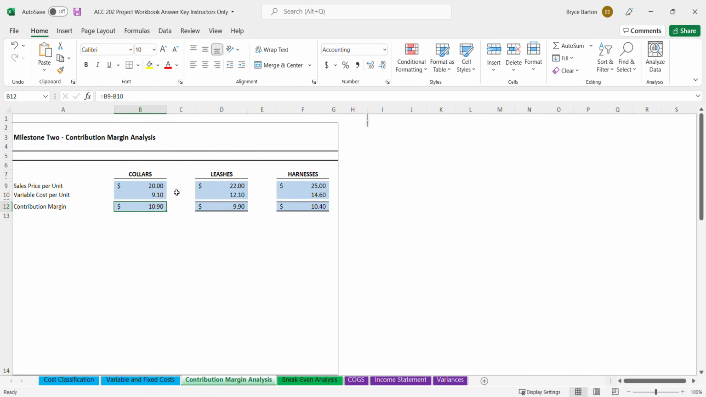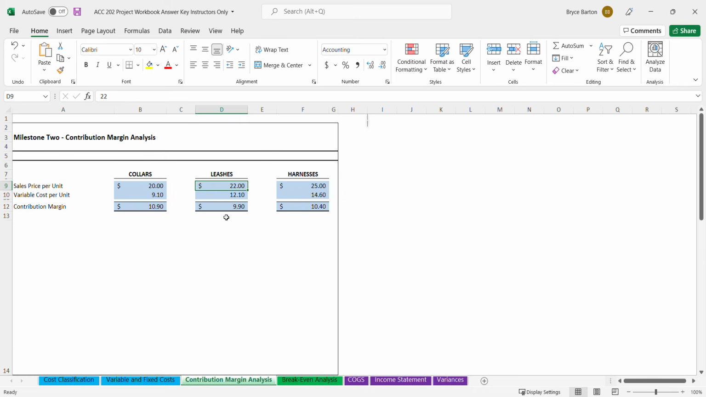So our contribution margin is $10.90. What does that tell us? If we pick the price point of $20 and sell our elite collars for $20, our variable cost is $9.10, so every collar we sell, we are going to make $10.90. Okay? So we're going to do the same thing with leashes.